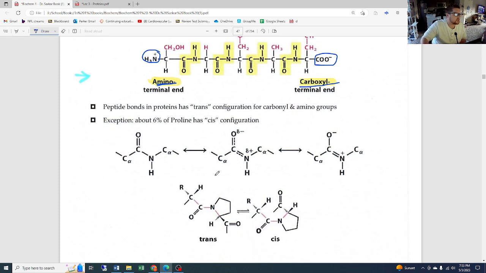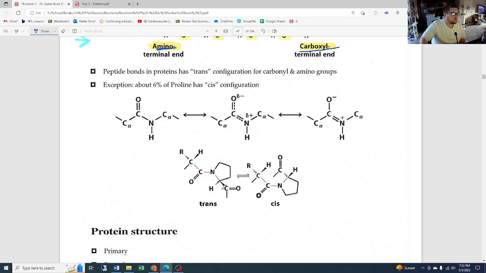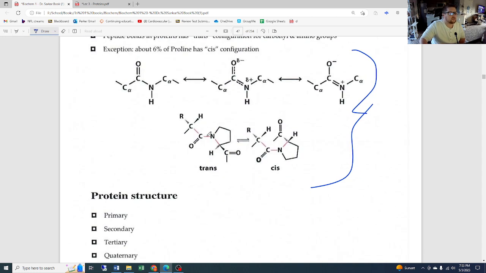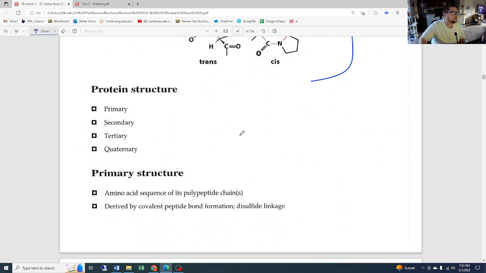There are a couple of exceptions. Don't worry too much about this. Honestly, this is a little bit above our pay grade. It'll kind of pop up here and there, but it's not super important to the big picture idea.